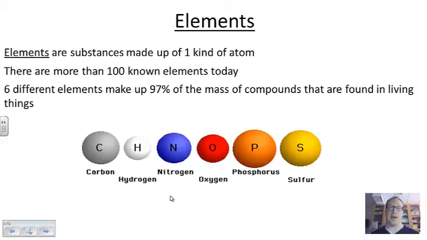These particular elements are really important for biology. If you've taken a biology class, you'd know that carbon, hydrogen, nitrogen, oxygen, phosphorus, and sulfur are the really important elements for living matter. In fact, they make up about 97% of the mass of the compounds that are found in living things.